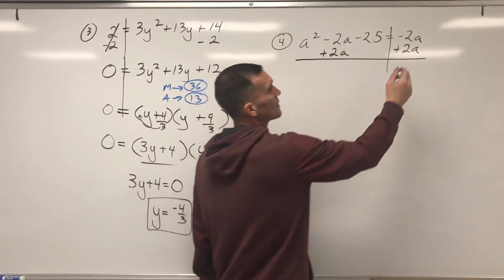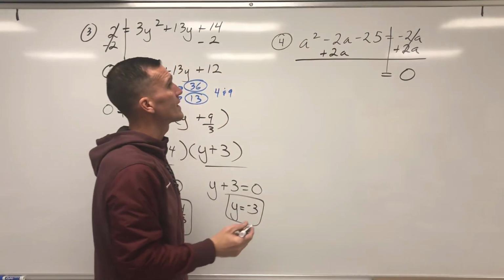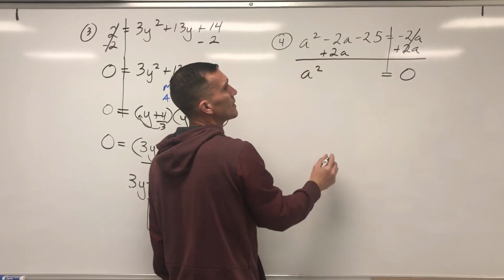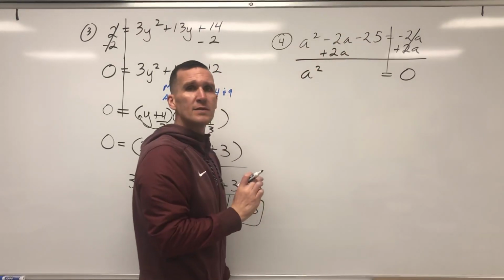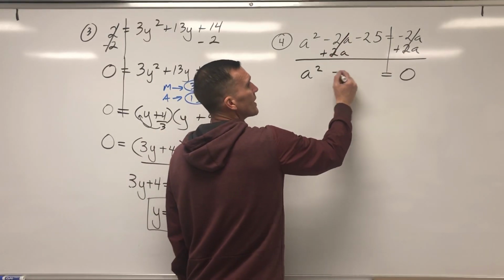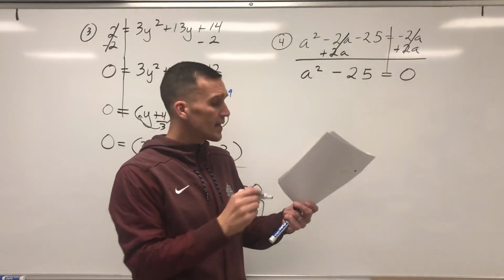Well, on the left side, we know they cancel. We want 0, so that's why we did that. But on the right side, as I start to do my math, I bring the a squared down, but negative 2a and positive 2a also cancel. These go away, and I bring down my minus 25. But now that I got equals 0, I do need to get a times problem.